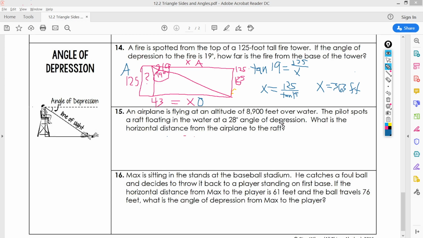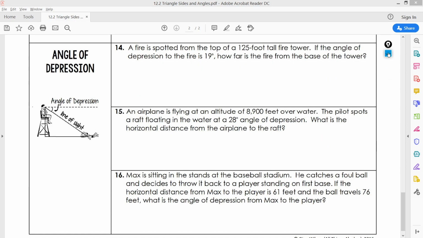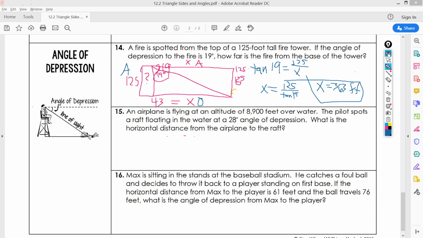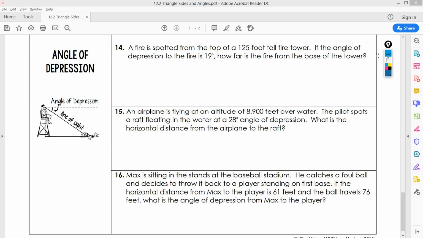Okay, and does that make more sense? Yeah, that makes more sense too. Okay, so sorry about the mistake, guys. 363, not 43. Slight difference. Okay, have a good night, everyone.